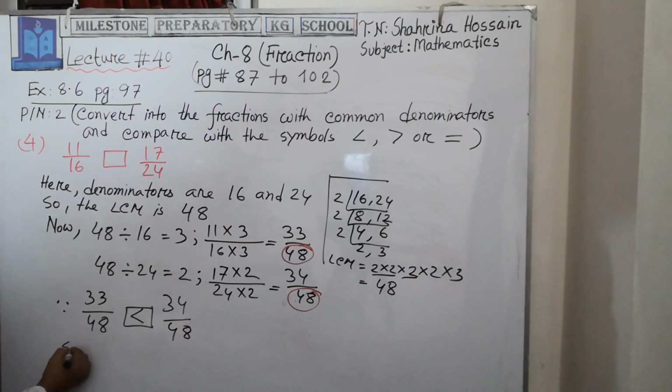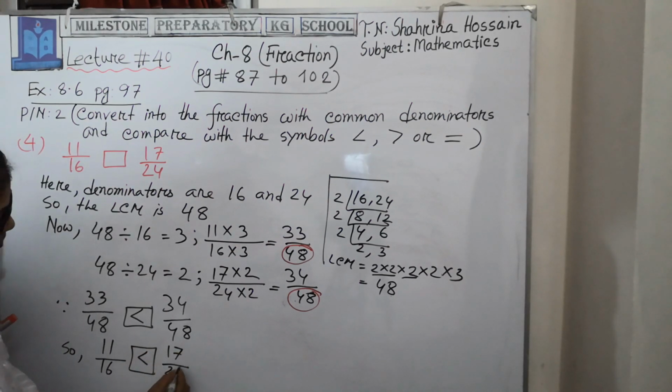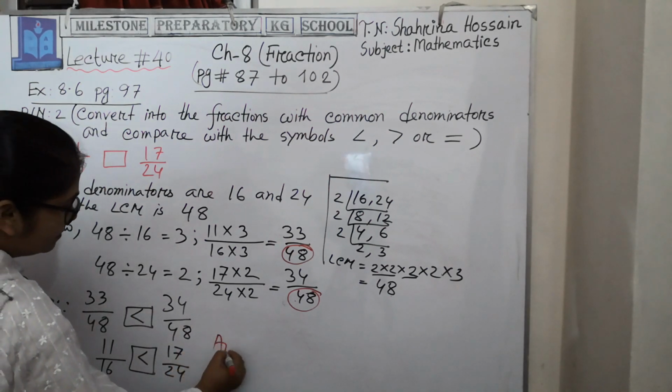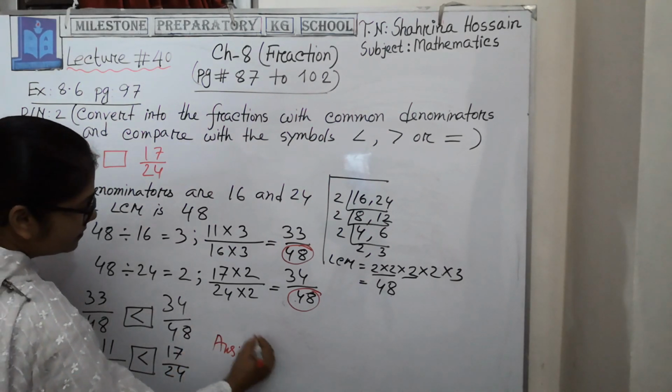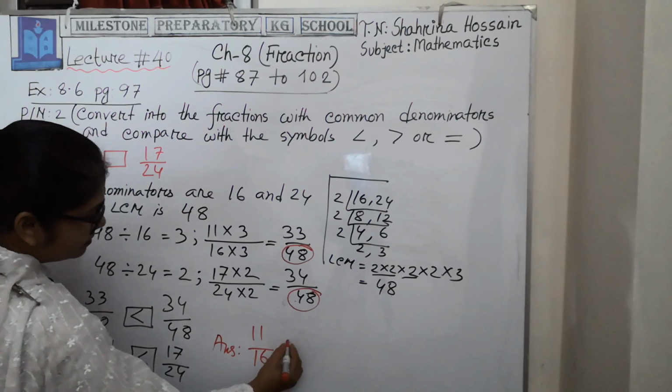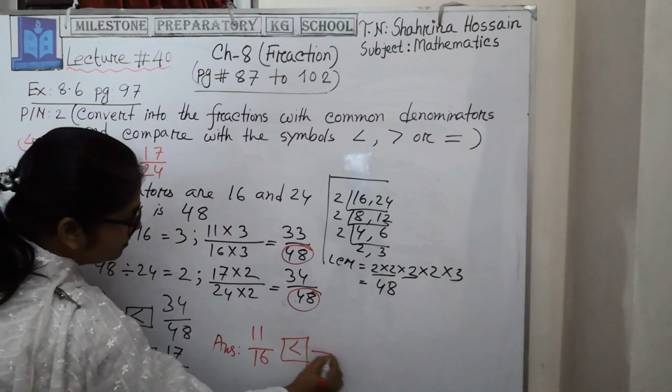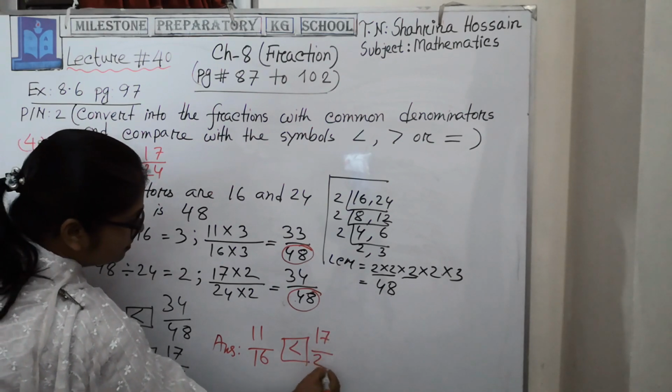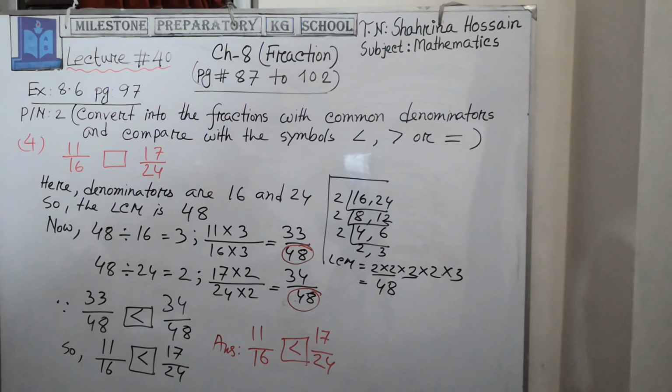So the answer is 11 by 16 is smaller than 17 by 24, and this is the answer. That means smaller sign. Okay, by this way we can find the answer.